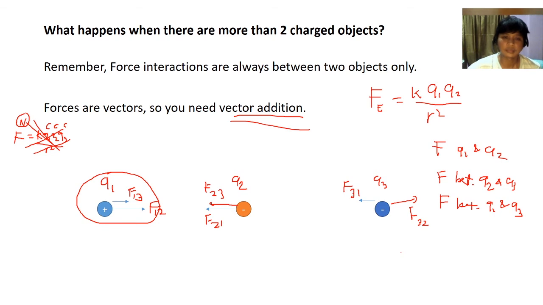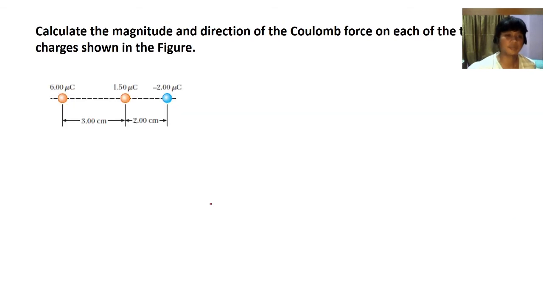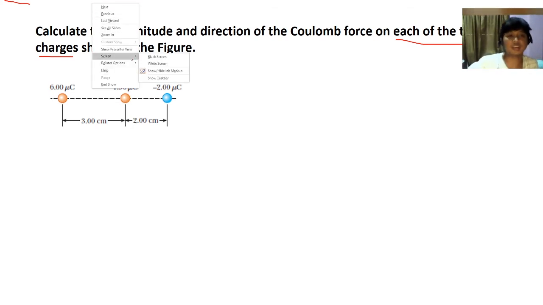Okay, let's see a problem. Calculate the magnitude and direction of the Coulomb force on each of the three charges shown in the figure. So each of the three charges, that means we have to solve for the total force that each charge experiences due to the other charges.